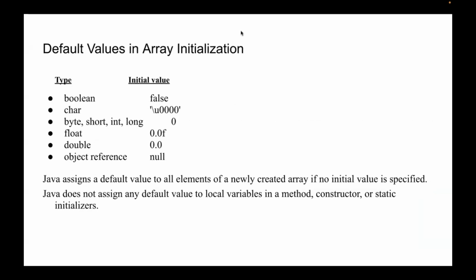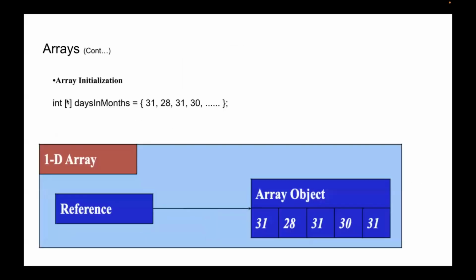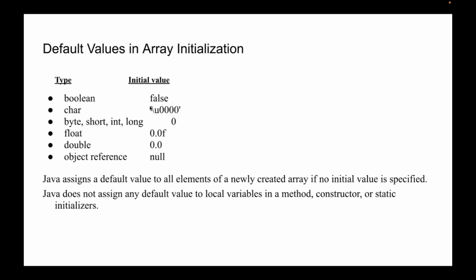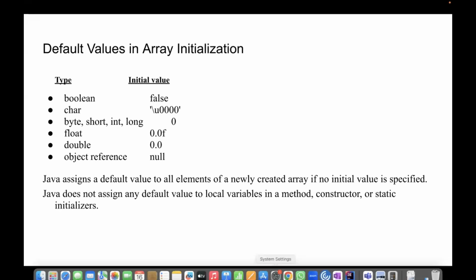Now, default values in array initialization. We had seen this while we were going through the data types, right? What is the default value of each data type? For boolean, this is false. For char, this is Unicode 0000. For byte, short, int, long, this is 0. For float, this is 0.0f. For double, this is 0.0. Object reference is equal to null.